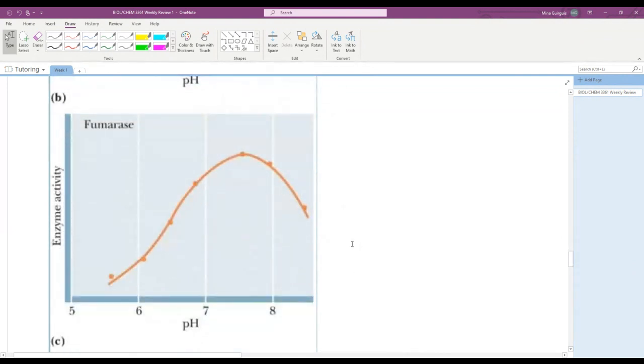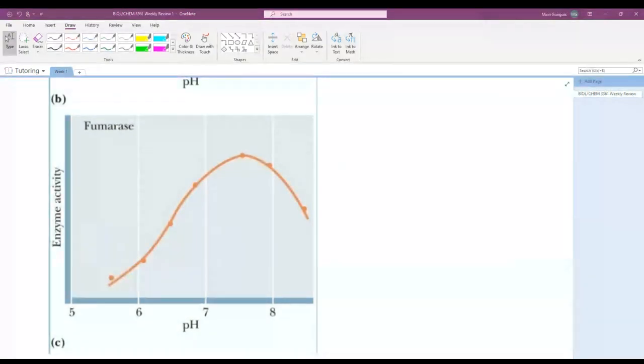Fumarase is very similar, except based on this graph, where would you guys expect fumarase to be located most? Would it be in the stomach, just anywhere floating around the body, etc.? Anyone have any ideas? Okay, got a lot of numbers. Blood, gut. So I would say it's probably in the blood.